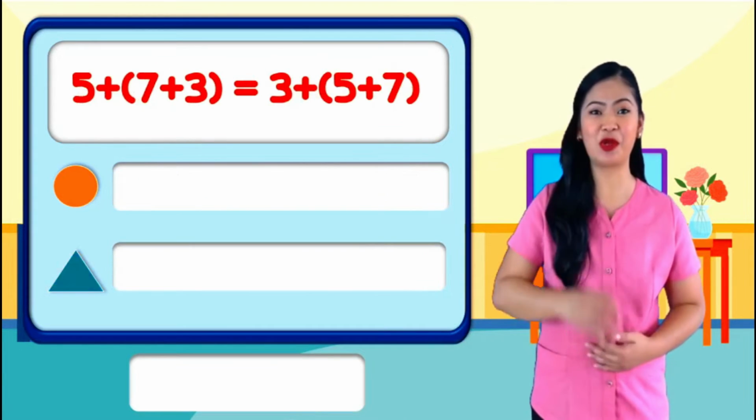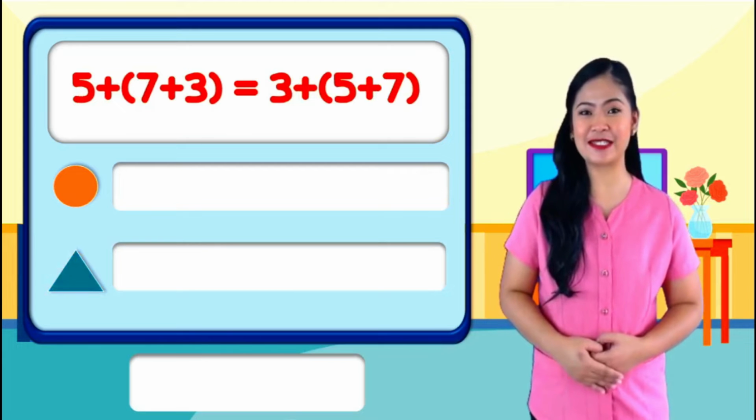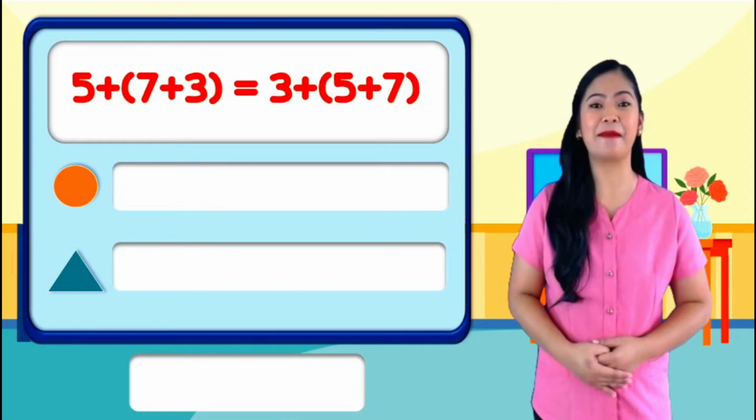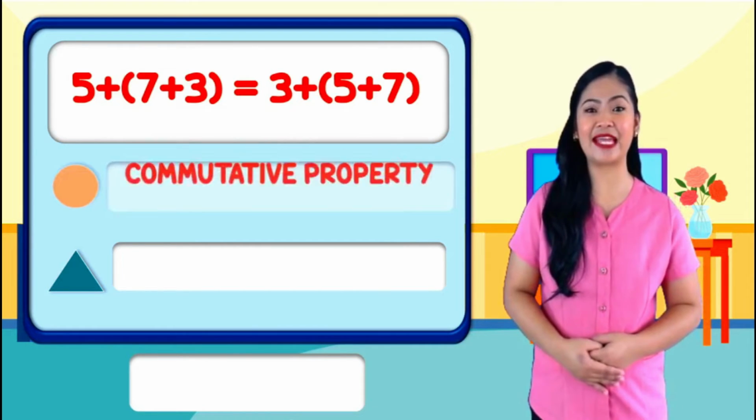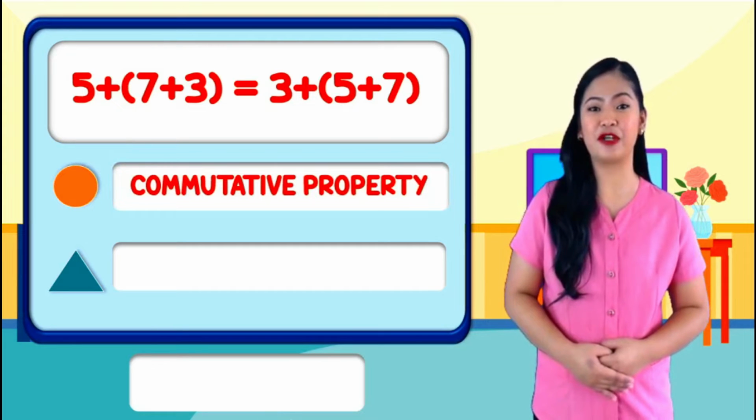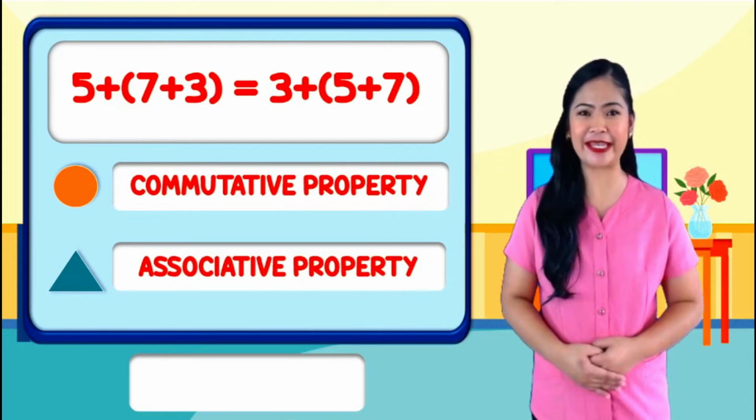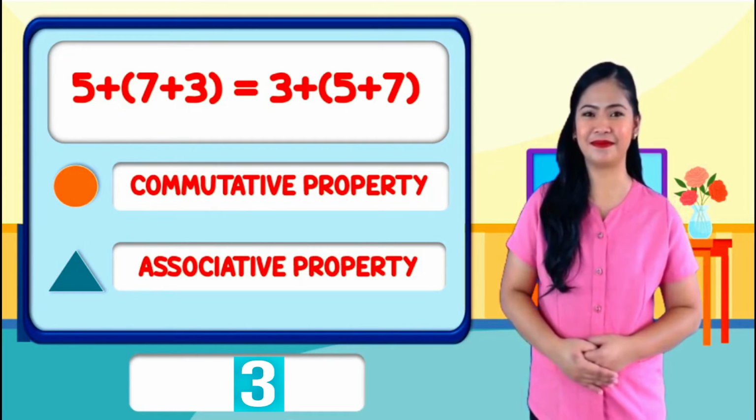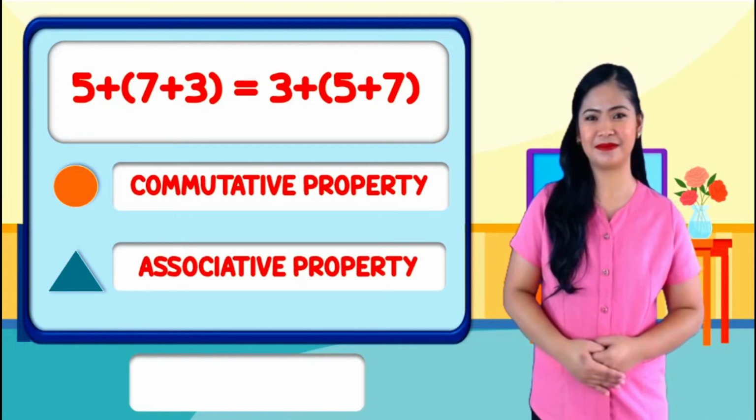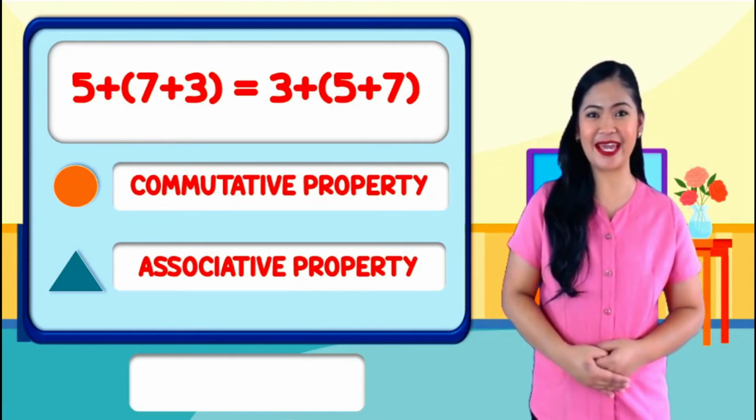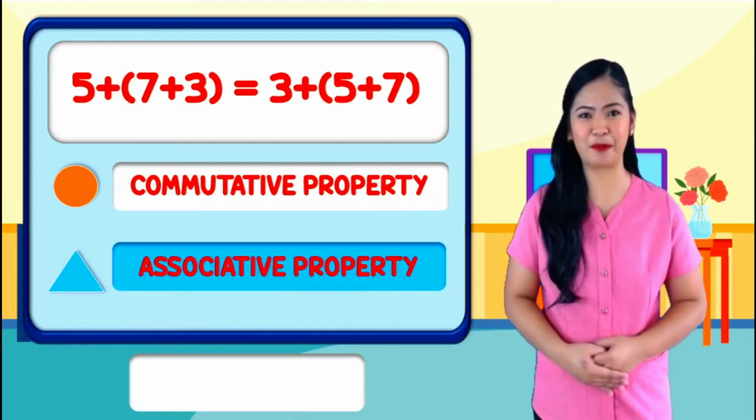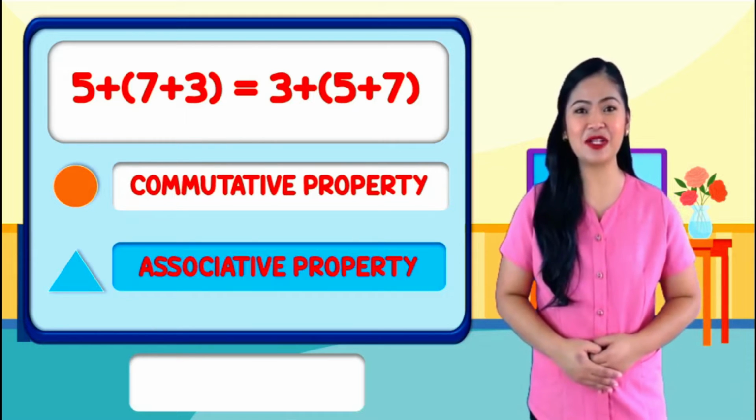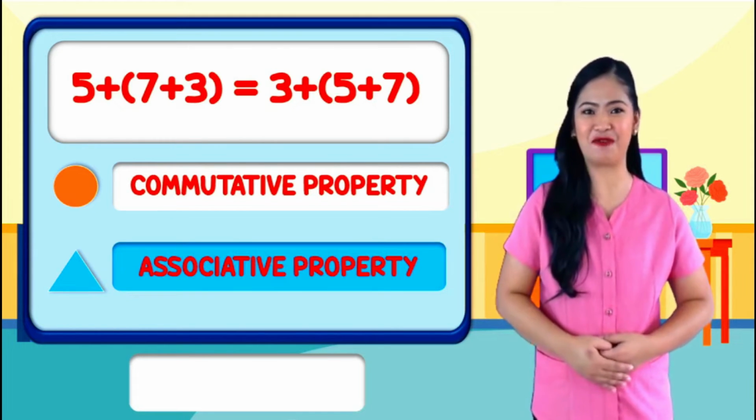Now, for our third question, 5 plus the sum of 7 and 3 is equal to the sum of 5 and 7 plus 3. For circle, it's commutative property. For triangle, associative property. Is it circle or triangle? The correct answer is triangle, associative property. Did you get them all correctly? Great! That concludes the first topic for lesson 4.